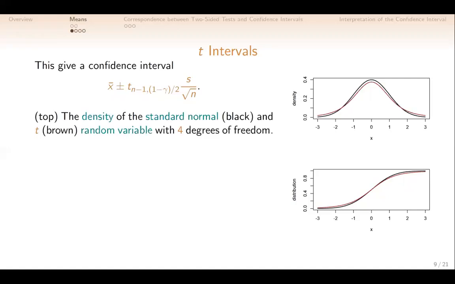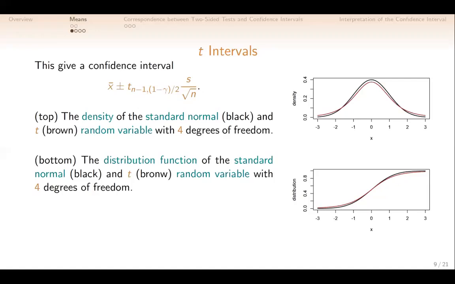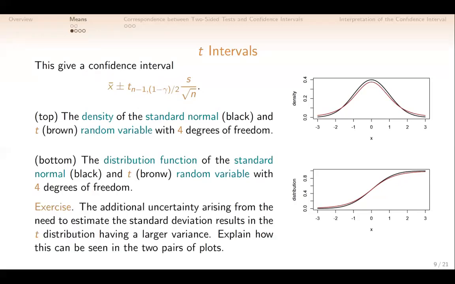So I've drawn for you the density of a standard normal in black, and the density in brown of a t distribution with 4 degrees of freedom, or t density. And then I did the same thing with the distribution function for the standard normal, and that's black, and the t is brown, again with 4 degrees of freedom. There's additional uncertainty that arises from the need to estimate the standard deviation in the t distribution.